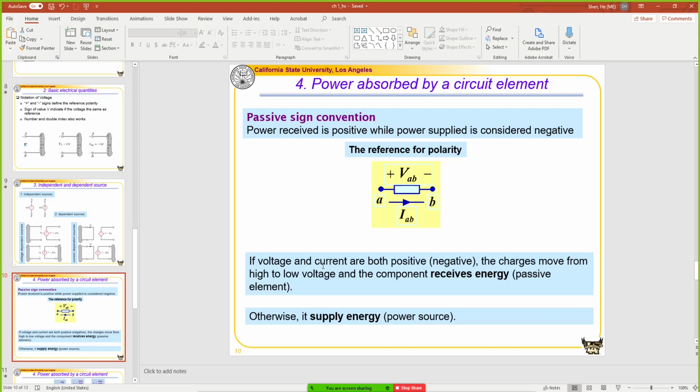The power is also positive. And the other way, if we have this voltage reference polarity and with the current flowing to the left, it's not following the passive sign convention.